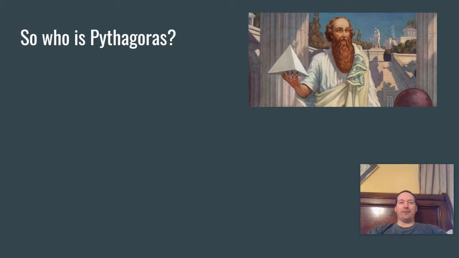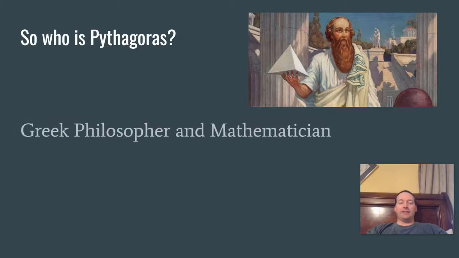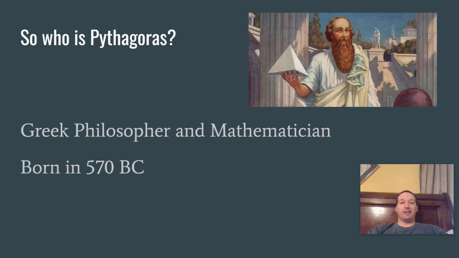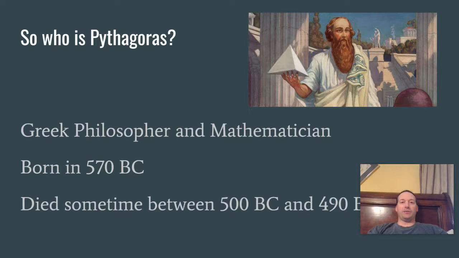So who is this Pythagoras guy? Well, he's a Greek philosopher and a mathematician. And he was born a long, long time ago, 570 BC. So if we're in 2020, almost 2,600 years ago he was born. He died somewhere between 500 and 490 BC. They didn't really have good, accurate records back then, so that's the best estimate they have. It is what it is.